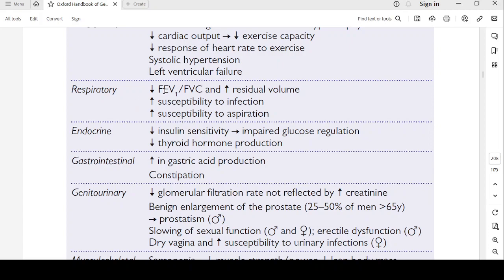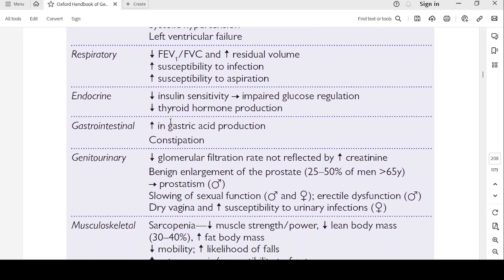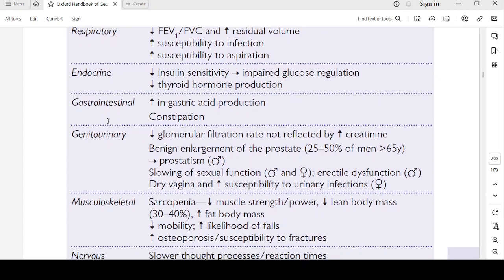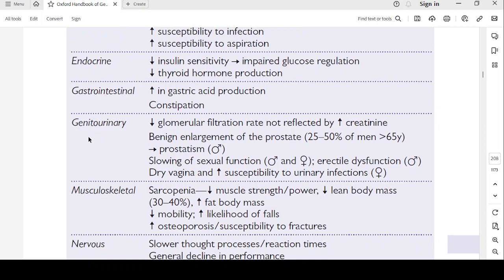Respiratory: decrease in FEV1 or FVC, increase in residual volume, increased susceptibility to infection, increased susceptibility to aspiration. Endocrine: decrease in insulin sensitivity, impaired glucose regulation, decrease in thyroid hormone production. Gastrointestinal: increase in gastric acid production, constipation.